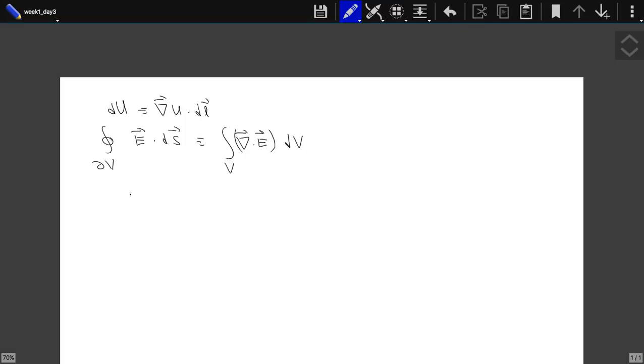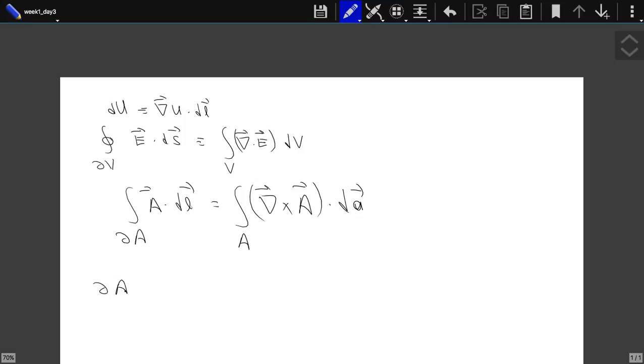And finally, if you have a line integral, any vector field integrated over a closed loop, then you can write it as the curl of that vector field integrated over the area bounded by this loop. So here we are integrating over some area, and the left-hand side, the closed loop, is nothing but the boundary of that area. So del A is just the boundary of A.